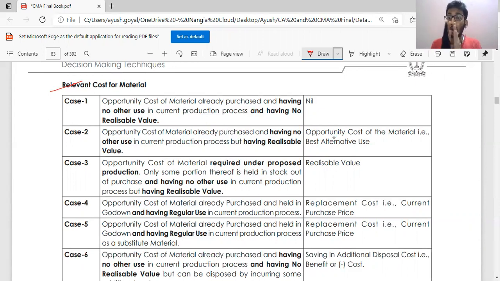I would say nothing. Suppose material A has some resale value, then that resale value can be said to be the relevant cost, because we are losing by applying that material A in a project. I am losing what I can gain by reselling the material. Suppose I can sell material A at 10 rupees, but since I'm using it here in my project, I'm not able to get those 10 rupees. So what would be the relevant cost for the project? It would be 10 rupees, my resale price, basically.